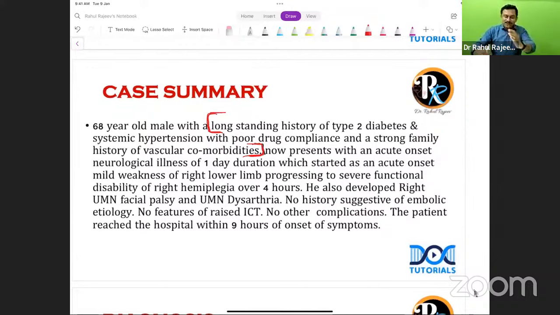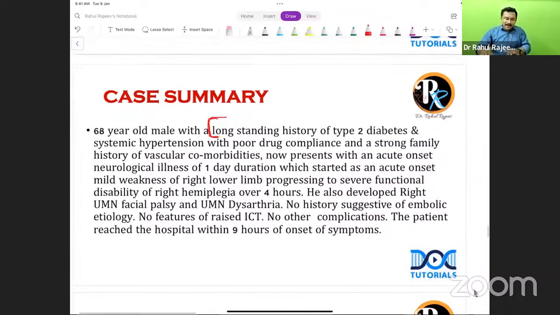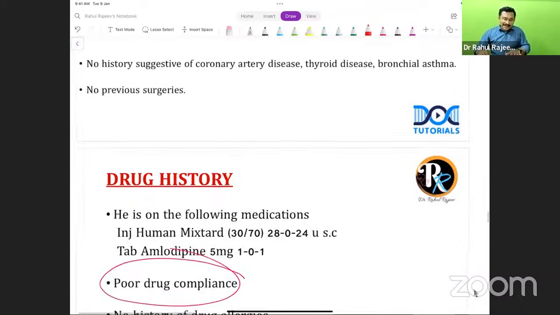Now, the background is set, now presents with. But if the background is not very relevant, suppose there is no diabetes, no hypertension, don't say this. You have to adjust accordingly. Otherwise, a 68-year-old female without any diabetes, without any hypertension, now presents with, no. Only if there is. Similarly, that is what I want you to know about the checklist aspect.